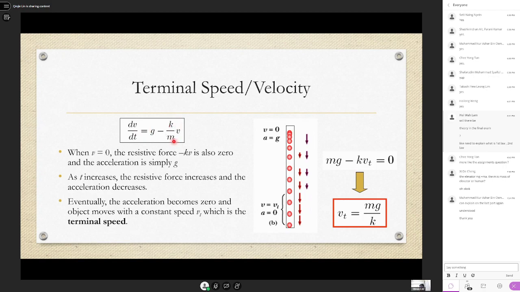Okay, that means at that point, acceleration becomes 0 already. When acceleration becomes 0, it means this object that you throw down is traveling at a constant speed. That's the max speed that you can get already. That speed, we call it the terminal speed or the terminal velocity. So for that free body diagram that we draw, if you take the summation of forces and equate to 0, you will be able to find the terminal velocity of the object.